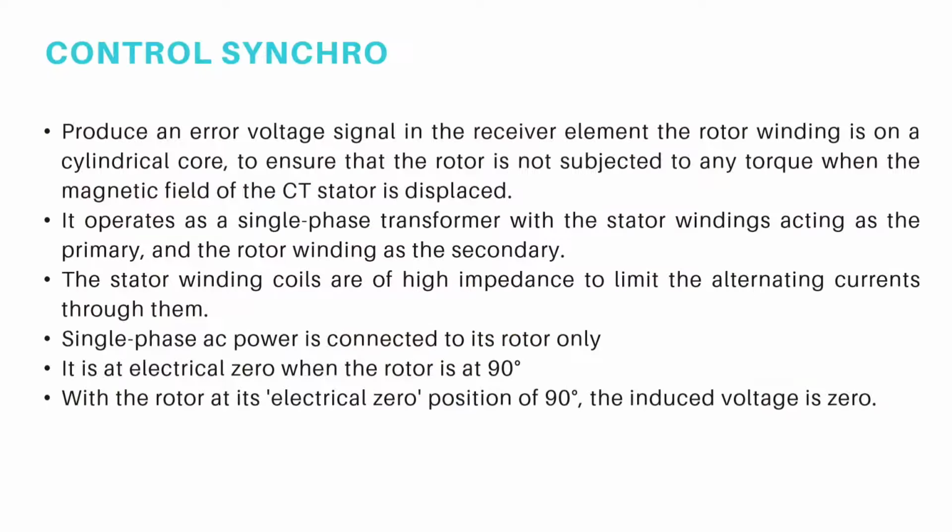Control synchro. Produces an error voltage signal in the receiver element, and the rotor winding is on a cylindrical core to ensure that the rotor is not subjected to any torque when the magnetic field of the CT stator is displaced. It operates as a single phase transformer with the stator winding acting as the primary and rotor winding as the secondary. The stator winding coils are of high impedance to limit the alternating currents through them.